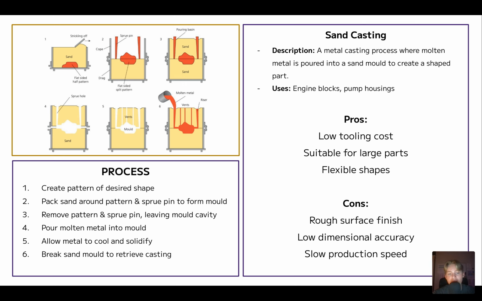We'd use two sprue pins, so we'd have a vent so the air can escape as well. And then once the molten metal has filled the mold, you'd allow it to cool and solidify before breaking up the sand to retrieve the cast.